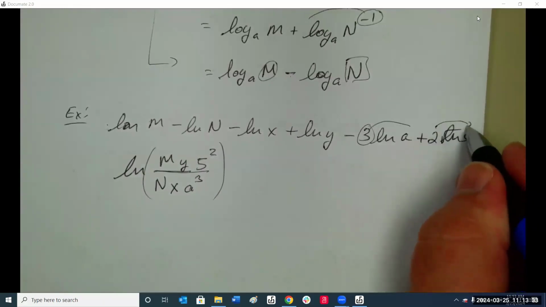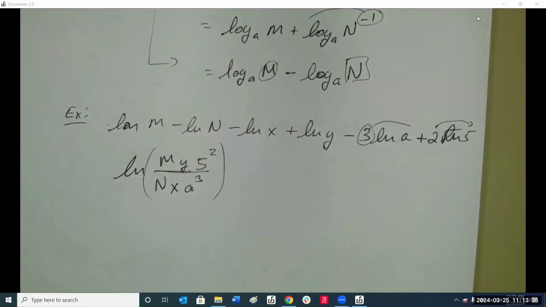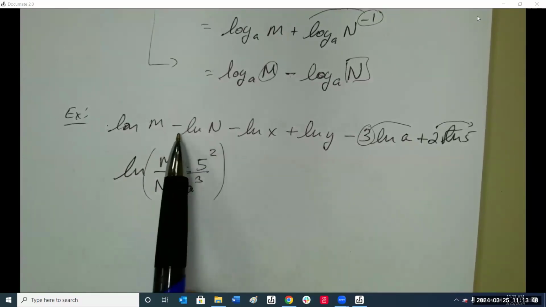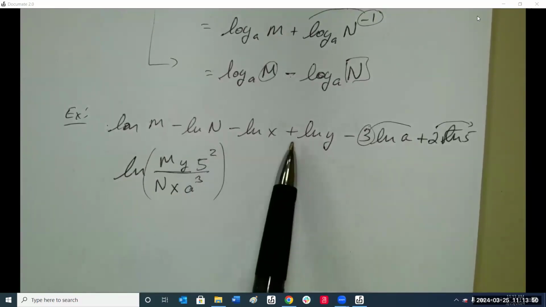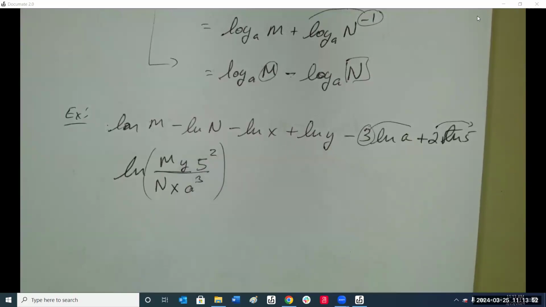This is an exponent. Any coefficients become exponents. So if you see a bunch of pluses or minuses, anything that has a minus goes on the bottom. Anything that has a plus goes on top.